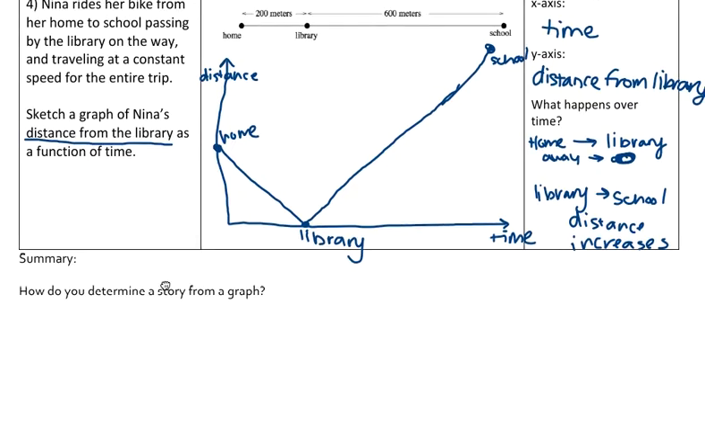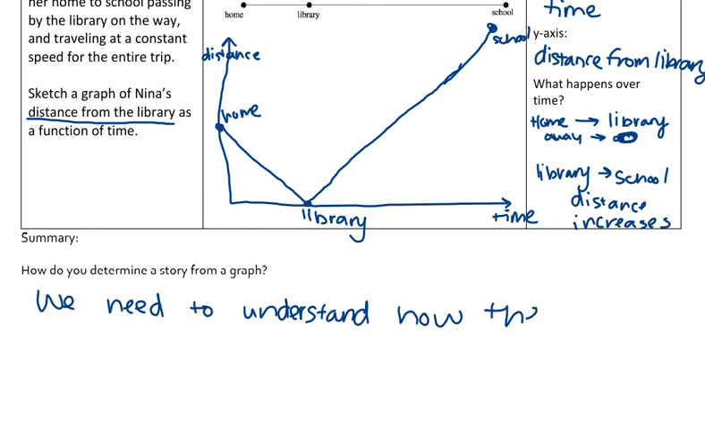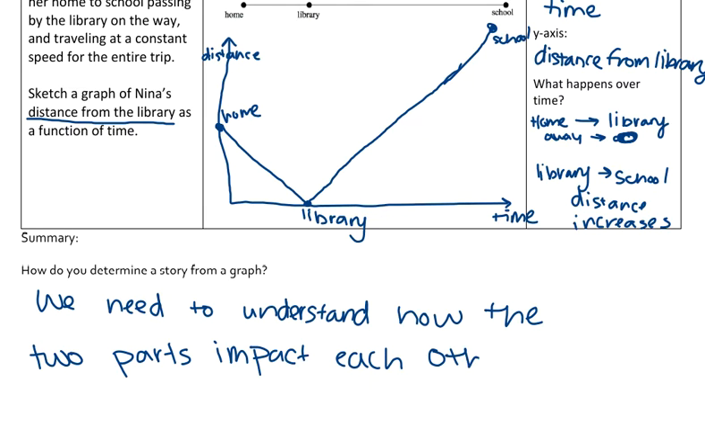All right, how do we determine a story from a graph? We need to understand how the variables, or the two different parts, impact each other. All right, and that is it.